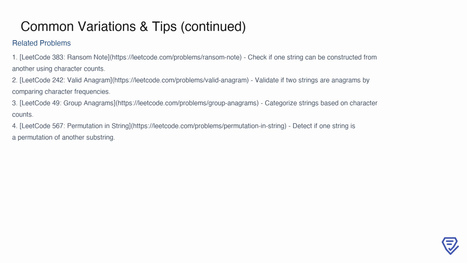LeetCode 49, group anagrams, takes this a step further by requiring you to categorize strings into groups based on shared character counts. Finally, LeetCode 567, permutation in string, challenges you to detect whether one string is a permutation of another substring. All of these problems emphasize the importance of working efficiently with character frequencies, making them excellent practice if you want to strengthen your skills for this type of problem.